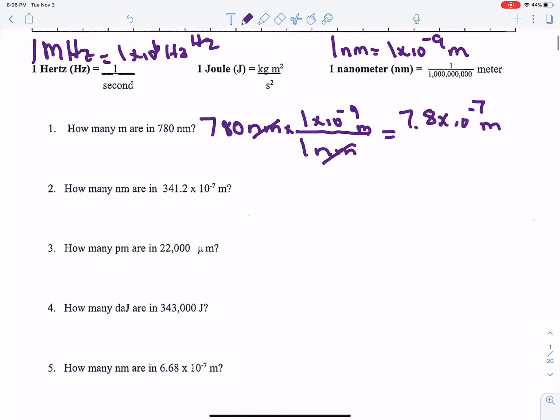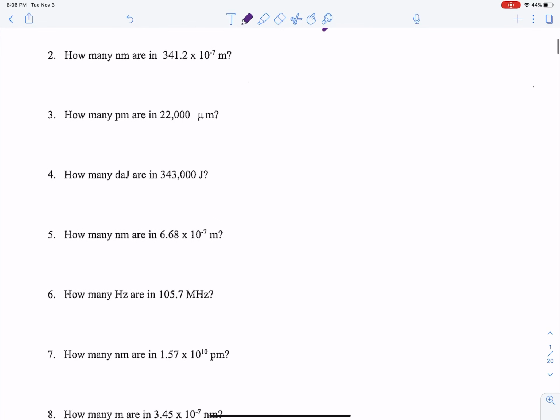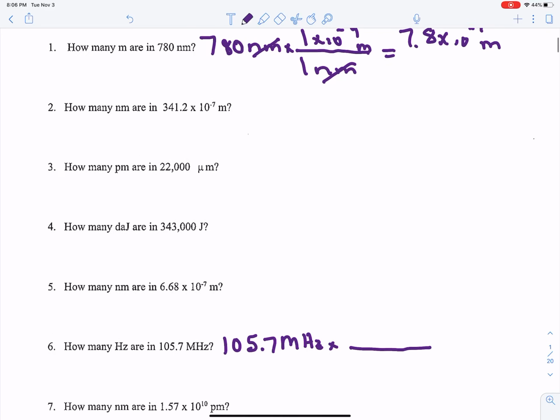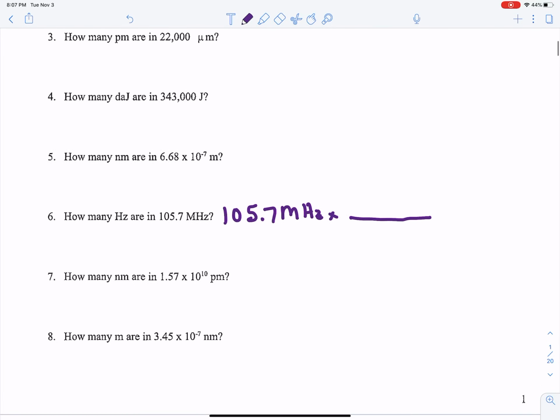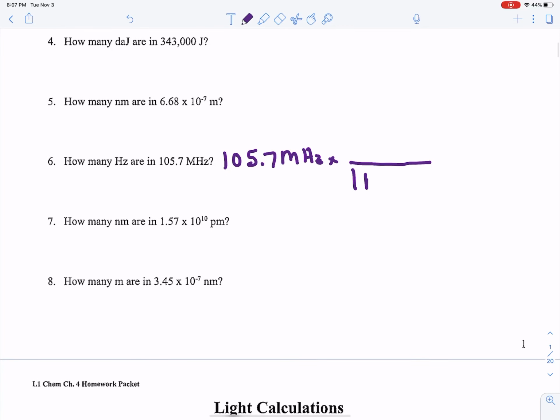If I go on down, let's look at hertz number 6. How many hertz are in 105.7 megahertz? Well, remember, hertz is a frequency, and megahertz, you've probably heard it, like 102.7, 101.9. Those are megahertz. Those are the frequencies. So if I say 105.7 megahertz, and I go back up and look at my conversion factor, 1 megahertz, I'm going to put that on the bottom, is 1 times 10 to the 6 hertz.